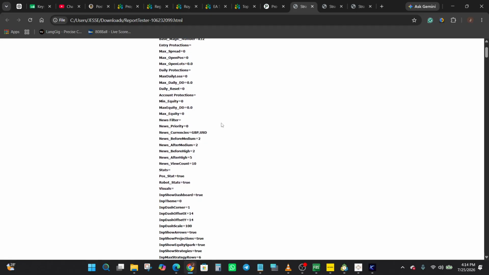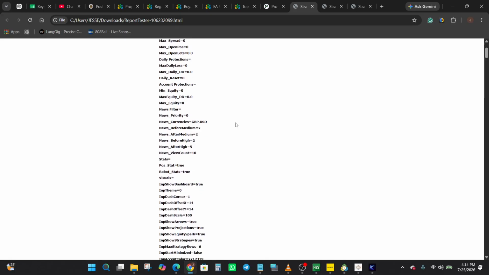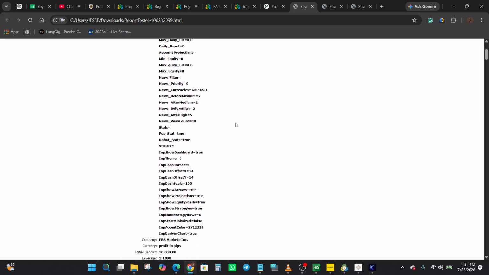and maximum daily drawdown. There is an integrated news filter that allows you to specify news priority and block trades before or after medium and high impact news events. Additionally, it features customizable visual parameters for an on-chart dashboard and equity sparkline.